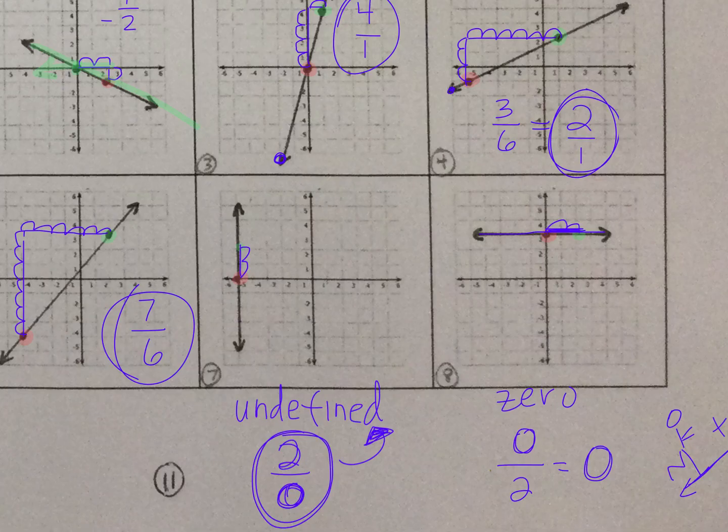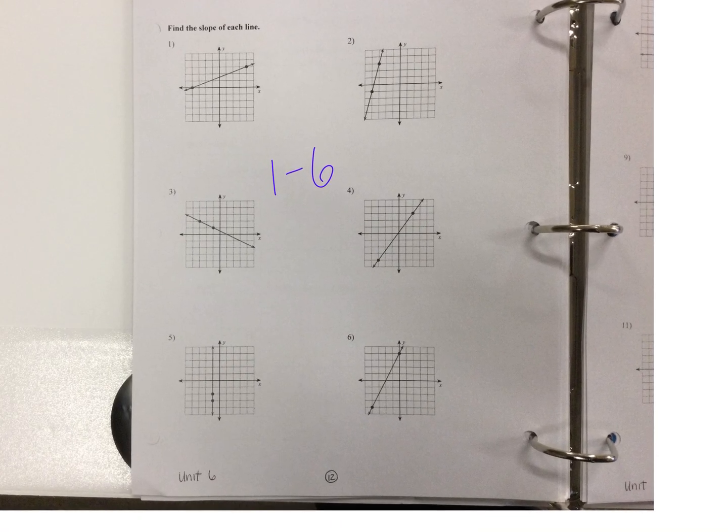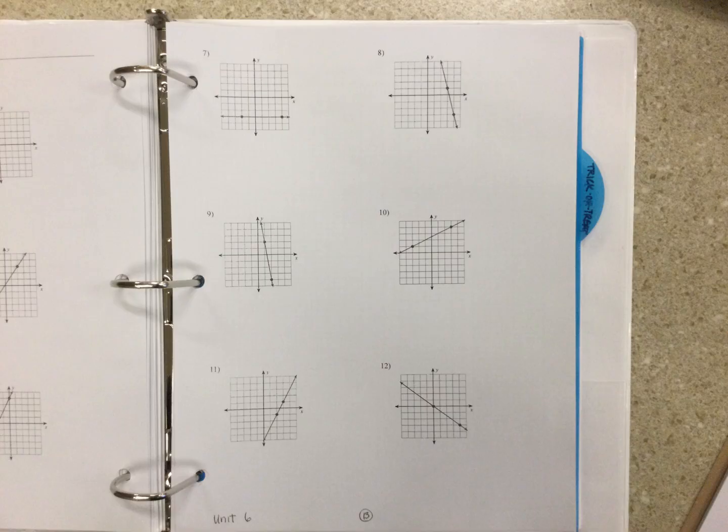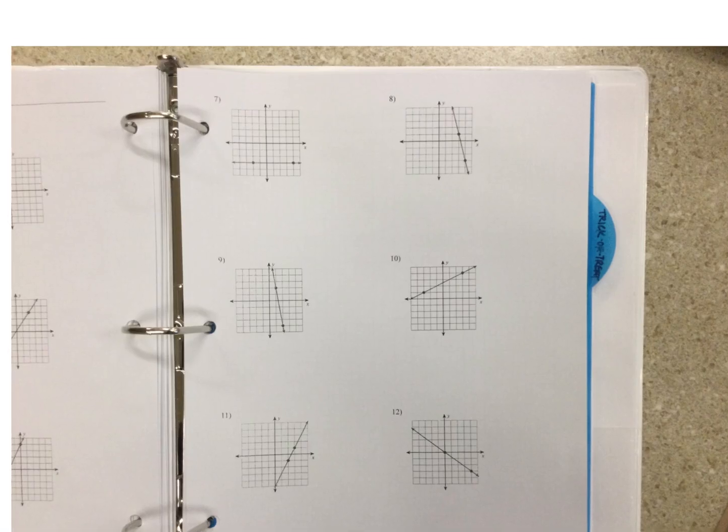Flip over to page 12. On this page, I need you to do 1 through 6. You're just going to write the slope like I just did. Flip over to page 13. I need you to also do the slope on this. So do all of page 12 and 13. Okay, when you're done, pause it. When you're done with that, I need you to go to page 15.